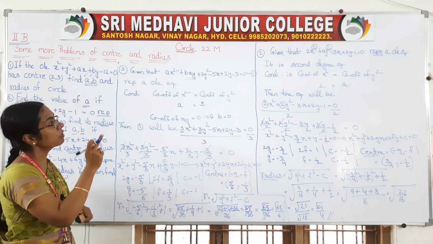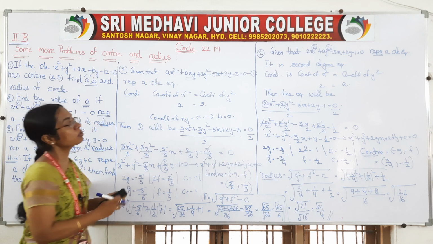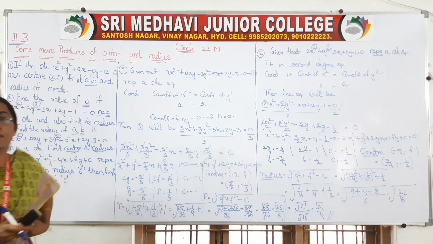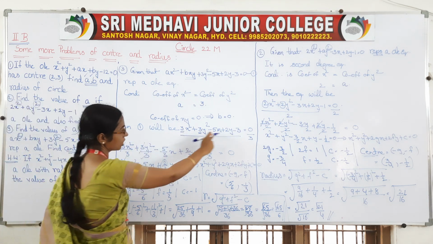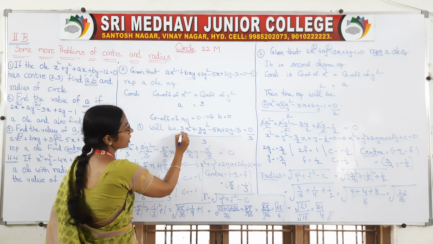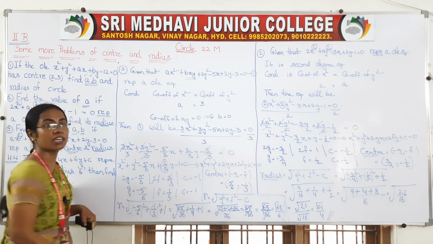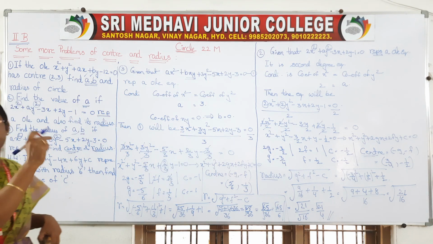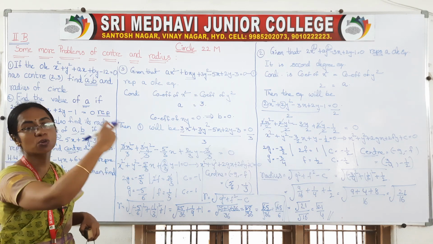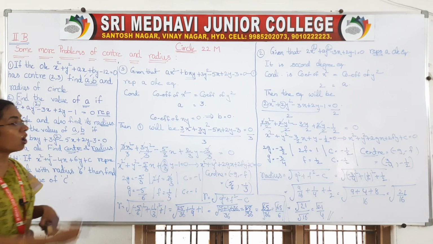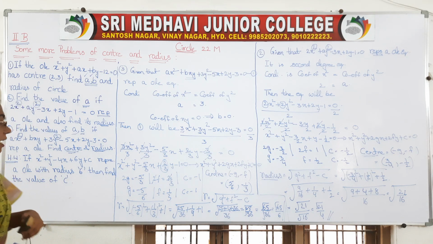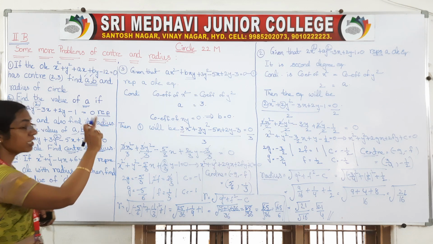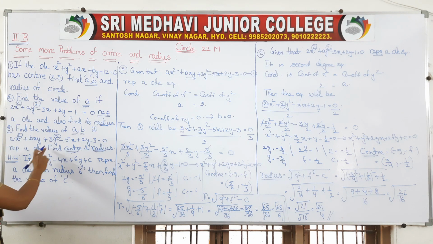After getting a and b values, you substitute those values in the given equation. If we substitute those values in the given equation, we got this one. But again, if you observe, the coefficients of x square and y square are not equal to 1, but it is 3. That's why we have to divide both sides by 3. So after dividing that, you take the values separately. And actually the question is to find a and b. After that, finding the center and radius is also asked.